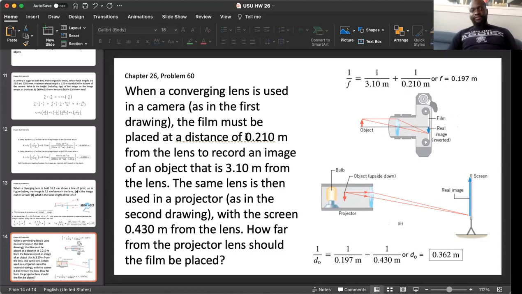So find the focal length with image distance and object distance given for the camera, then use the same lens for a projector, knowing the focal length and the image distance, find the object distance, and that's how you solve this last problem.